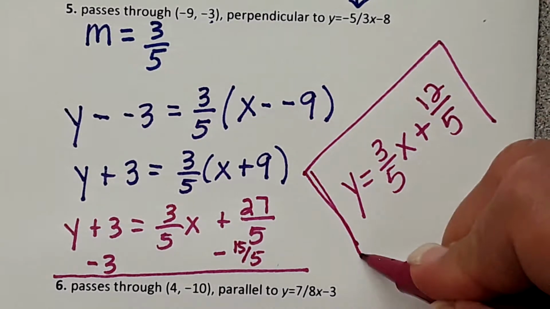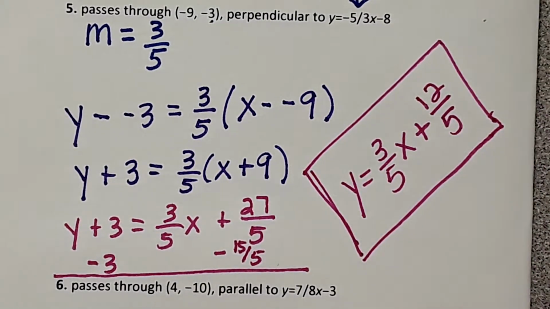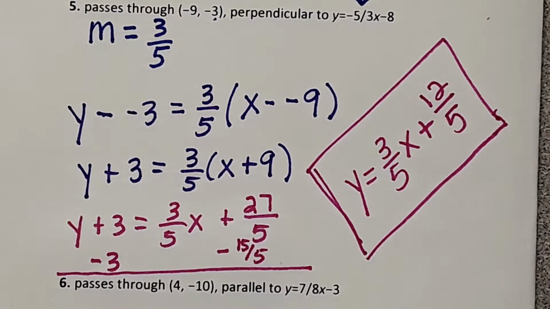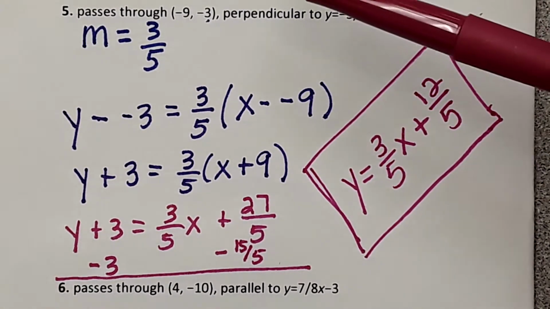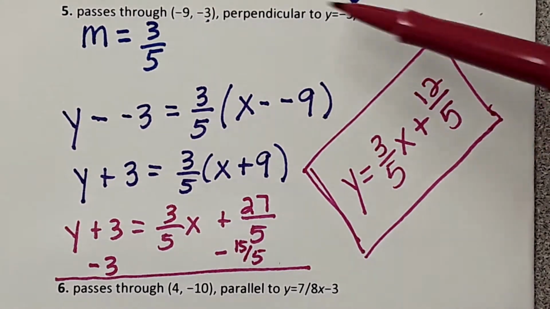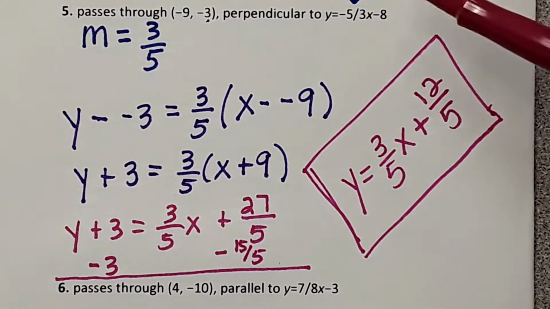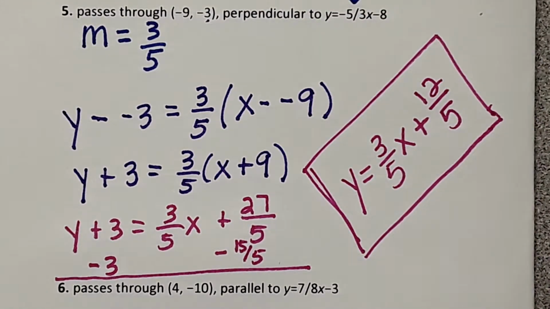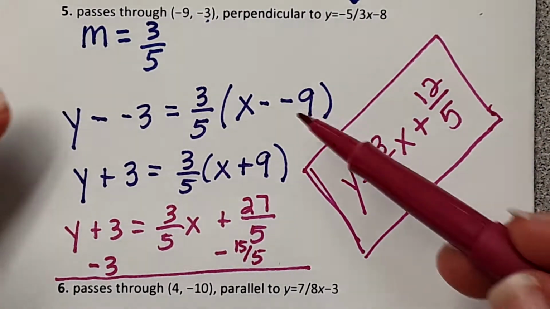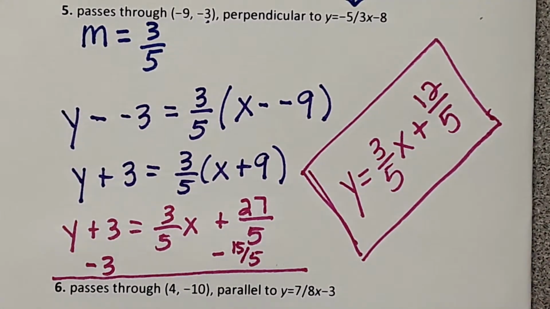Now, if you guys said, Miss Fleury, do we have to put it in point slope form before? No. So we're going to do the next one a little bit differently because I want to show you 2 different ways. So again, it passes through this point and perpendicular to this line. The only reason we're using this is to find the new slope. Okay, so let's do the next one. I put it in point slope form and then I rearranged it.